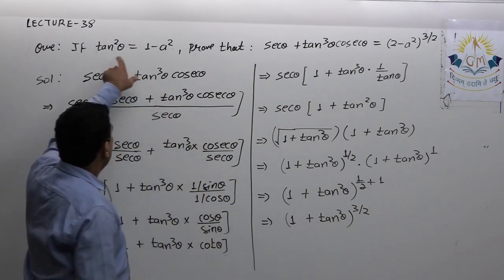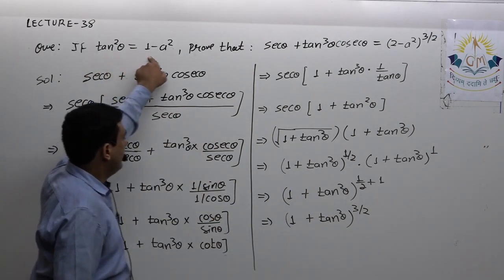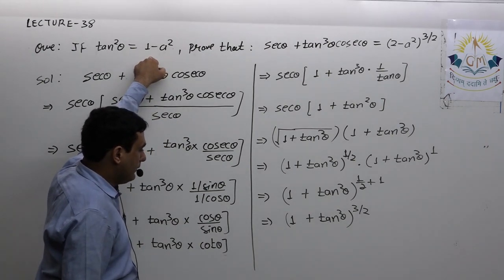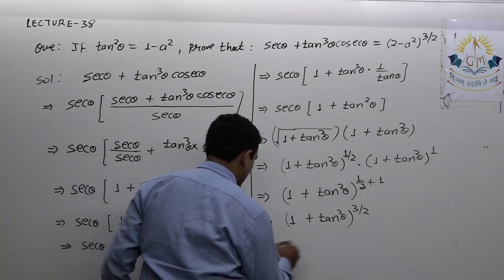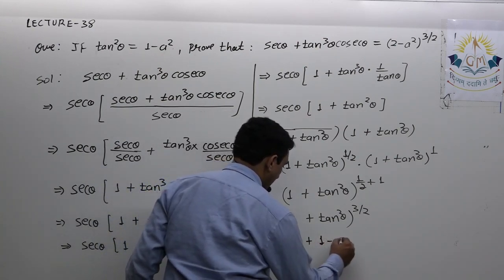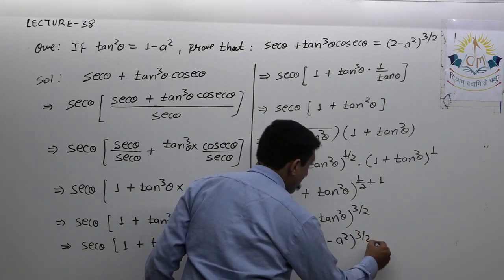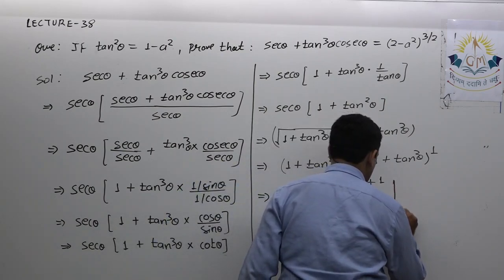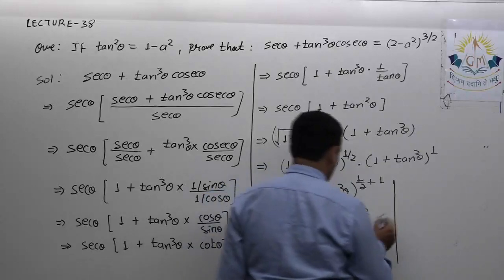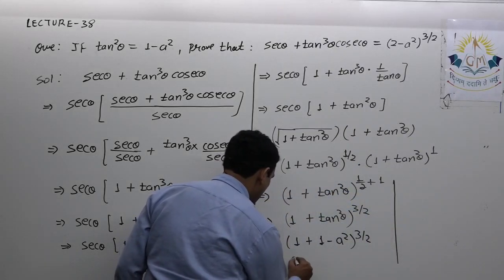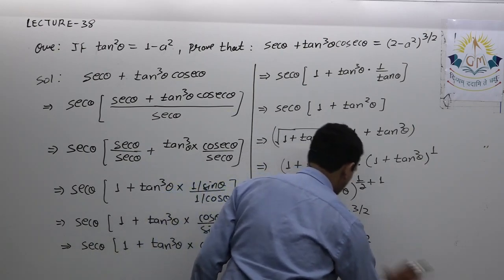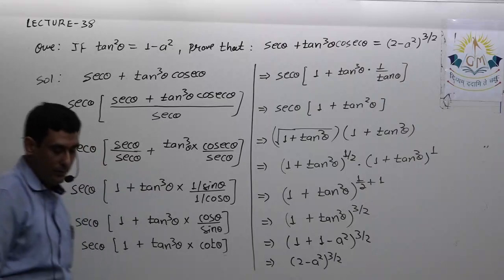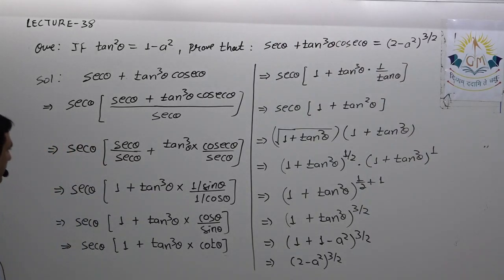Now finally I will put the value of tan square theta, that is 1 minus a square. Okay, here I can write 1 minus a square. So ultimately here I am going to get 1 plus 1, that is 2 minus a square raised to 3 by 2. So that is my final answer. Okay, so please note it down, then I will explain you once again.